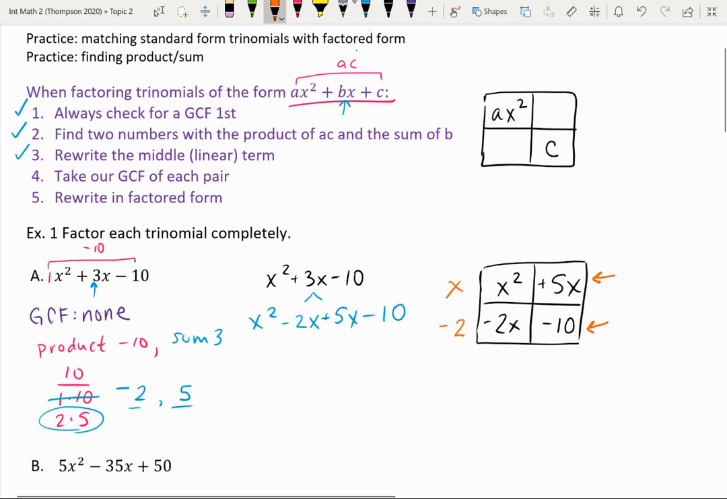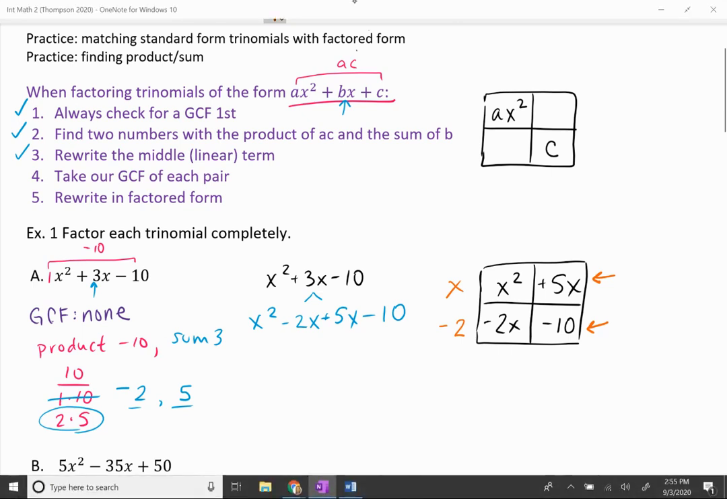So if you remember back to our last lesson, the instructions were if the leading term is negative, you always have to take out a negative, and this is no different. So my leading term, if I were to look at this expression, negative 2x minus 10, my leading term is negative, so I have to take that negative out.